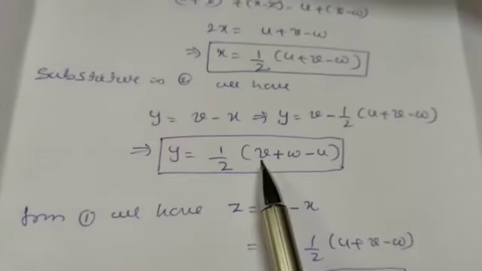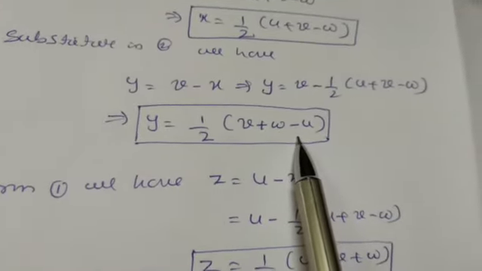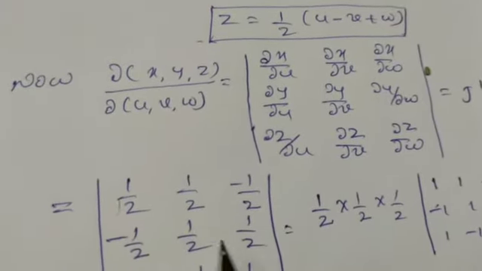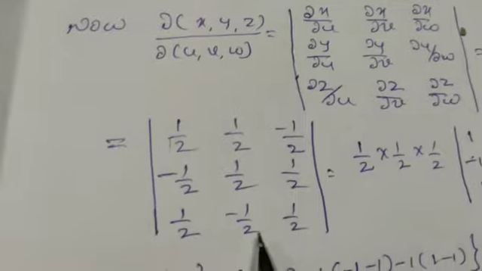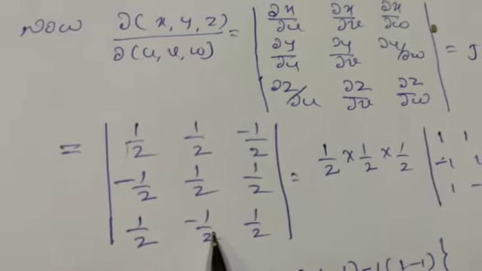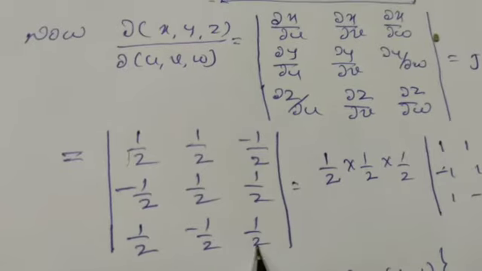Similarly, ∂y/∂u is minus 1/2, and ∂y/∂v is plus 1/2, ∂y/∂w is plus 1/2. Similarly, ∂z/∂u is 1/2, then minus 1/2 and 1/2.